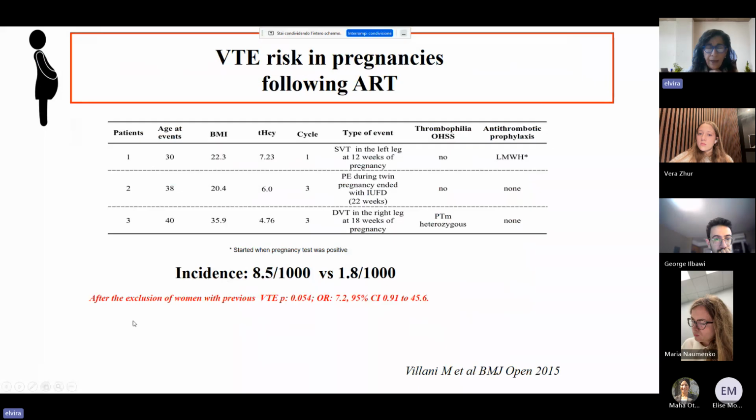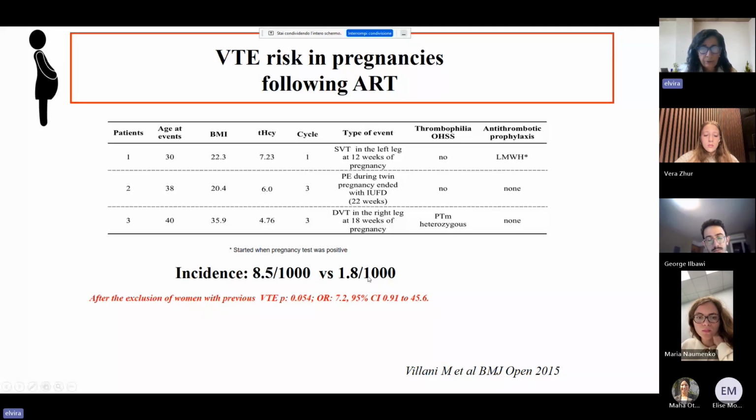In Italy, we obtained in a small group of women in our region, the Puglia region, exactly the same results as I showed in the previous slide, with an incidence of about 8 per 1,000 women who develop VTE in pregnancies after an ART conception, compared to about 2 per 1,000 events in women who conceived via a natural conception.